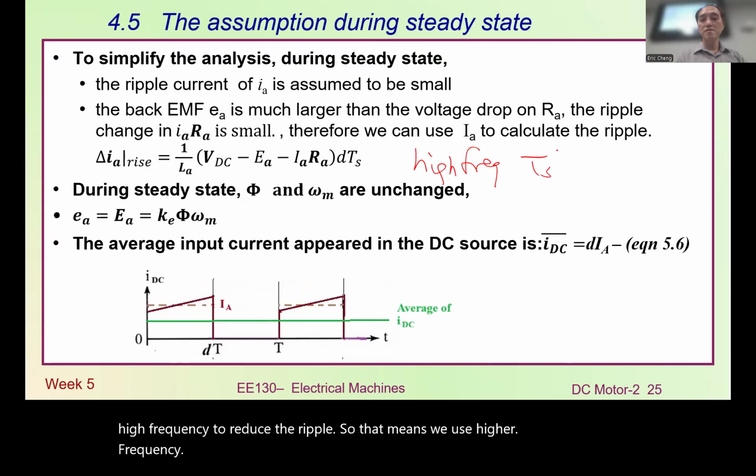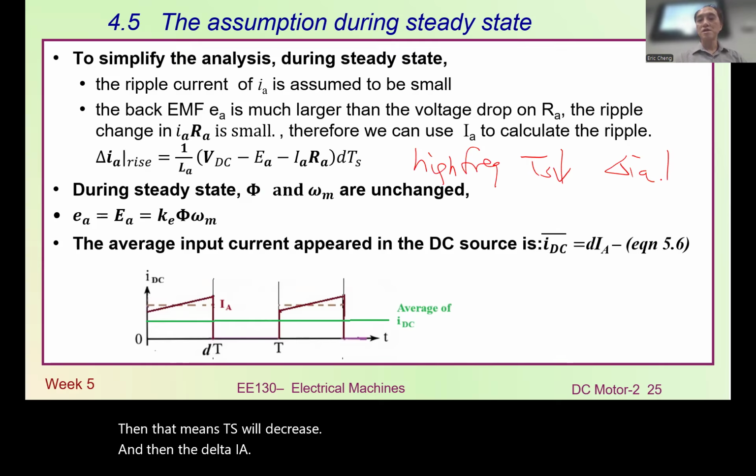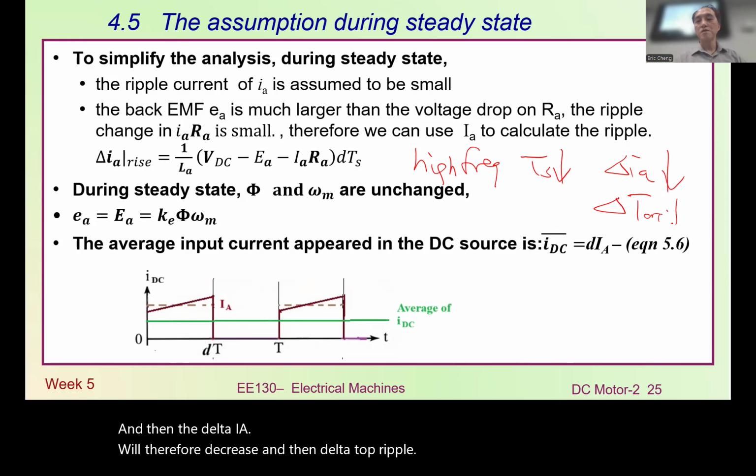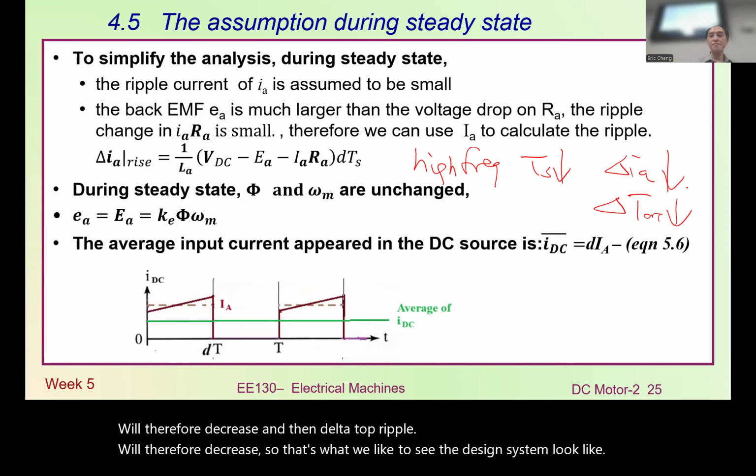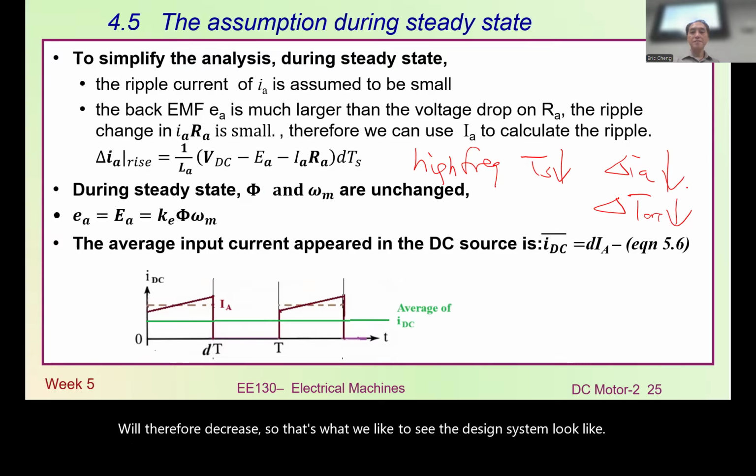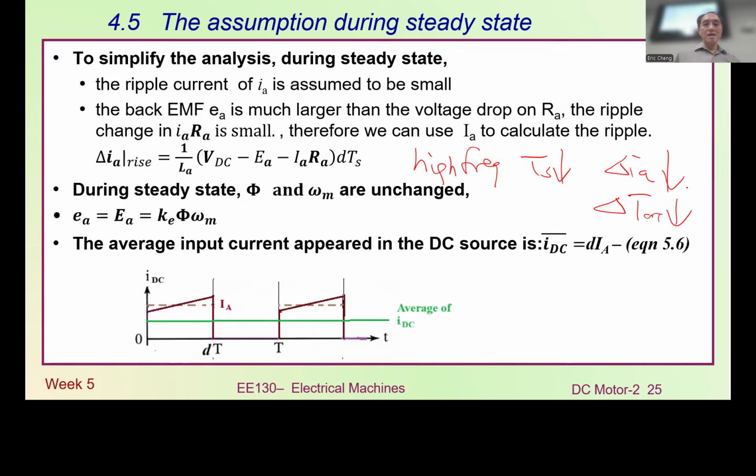Then that means TS will decrease, and then the delta IA will therefore decrease, and then the delta torque ripple will therefore decrease. So that's what we like to see in how the design system looks. So we always like to calculate the ripple.